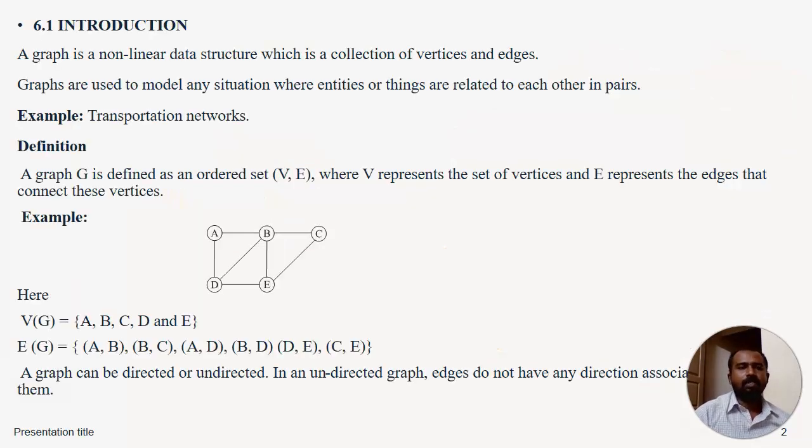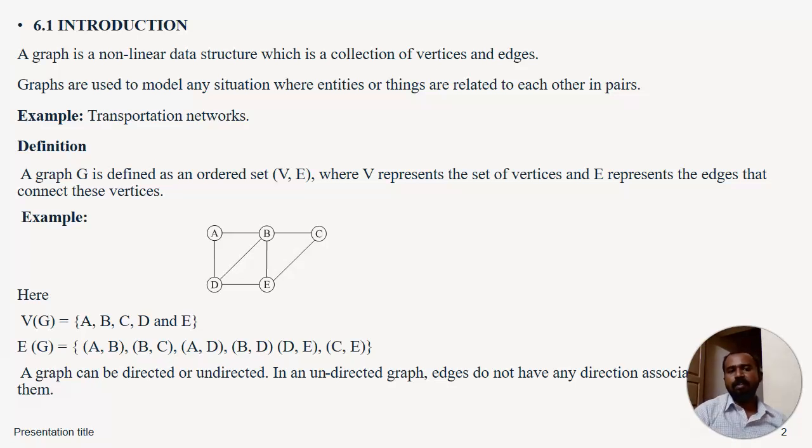What is meant by data structure? Data structures are of two kinds: linear and non-linear. A graph is a non-linear data structure which is a collection of vertices and edges. Graphs are used to model any situation where entities or things are related to each other in pairs. An example of a graph is a transportation network.